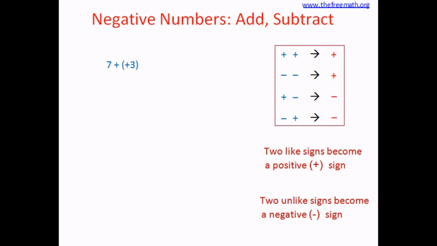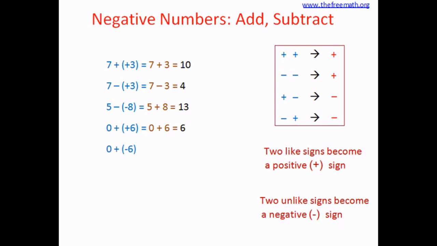Now that we know all the rules, let's keep the rules here for our reference and solve some practice problems. 7 plus positive 3, plus plus is plus, so 7 plus 3 equals 10. 7 minus positive 3, negative positive equals negative, that means this is 7 minus 3 equals 4. 5 minus negative 8, negative negative is positive, so 5 plus 8 equals 13.